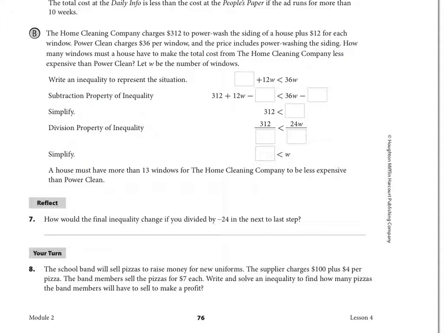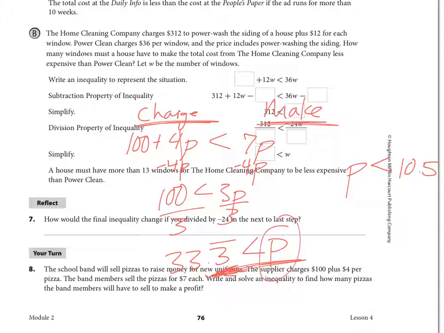So for example B, again, focusing a little bit here on the whole slope-intercept thing, y equals mx plus b, you're going to see that in this problem. It says the home cleaning company charges $312 to power wash siding plus $12 for each window. So here I have an aspect of this slope-intercept form. I have a rate. I'm doing $12 for each window, per window. Anytime you see the word per, again, think of rate.